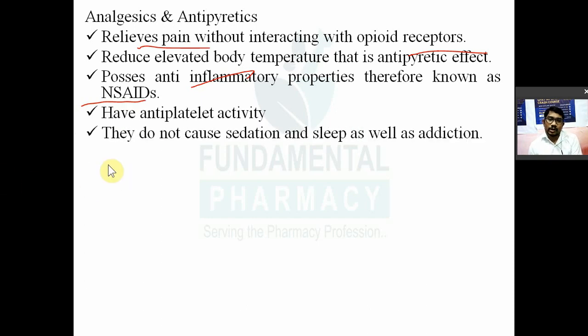And they also have anti-platelet activity, and most of them are uricosuric in nature. Uricosuric. Okay? Uric acid excretion is increasing. Most of them are uricosuric in nature, and they do not cause any sedation or alter your sleep. They do not have any addiction liability. That's why they are NSAIDs, non-steroidal anti-inflammatory drugs.